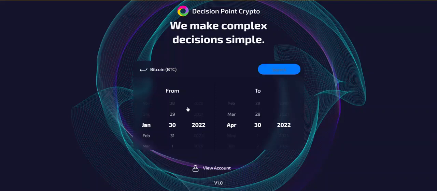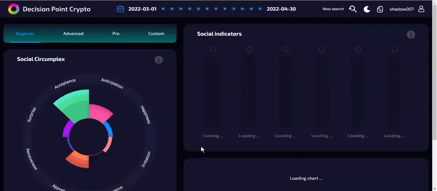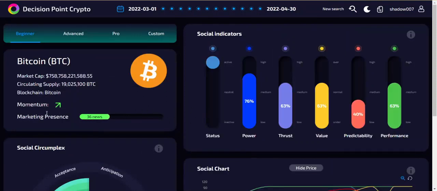Search Bitcoin from January. Let's go down to the 1st and get an idea here. Then again, let's start our search in March 1st, and go until today. Again, we're in a free period, so those of us can get out there. Its momentum is based on this query. Momentum is good. It's up, and there are 36 news articles here.